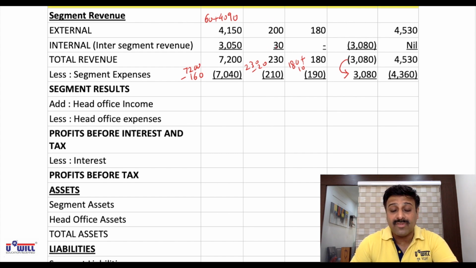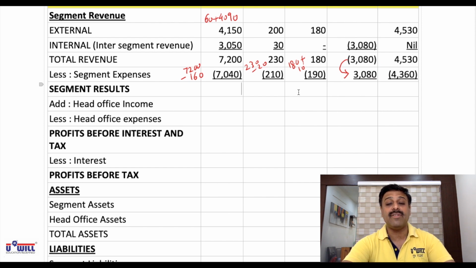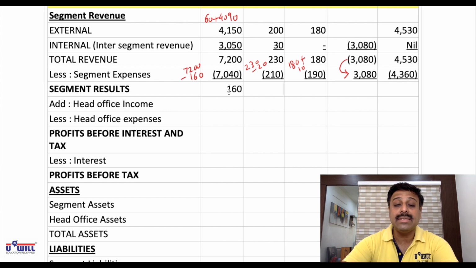There's 3,550, and 30 are sold at cost only. Means revenue is also the same, cost or expenses are also the same. They are not earning profit in inter-segment revenue. Now 7200 minus 7040, 160 is segment profit of A. 230 minus 220 is segment profit of B. 180 minus 190, minus 10, is segment loss of C.